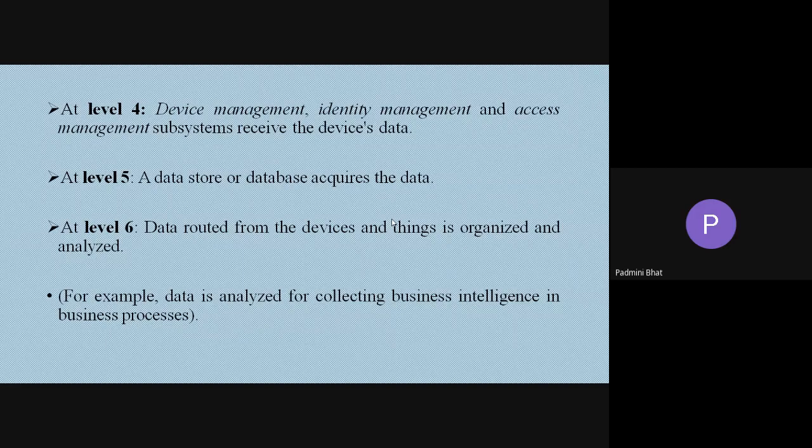In the fifth level, it is the data store or database that acquires the data. Those collected data have to be stored somewhere, either in some of the devices or in the database which you have created to store the data. Next, it is the sixth level, where data routed from devices and things is organized and analyzed.